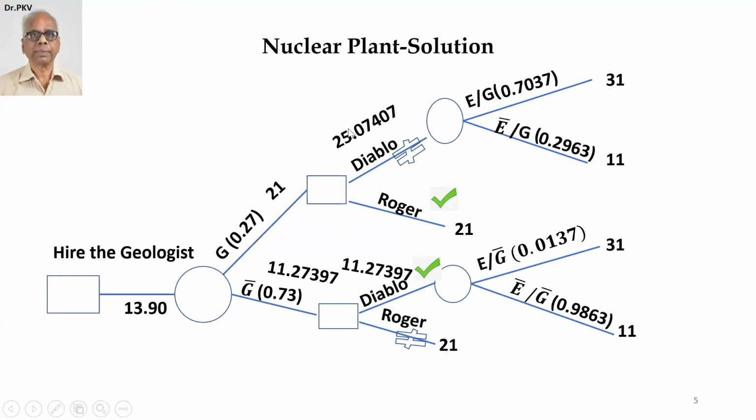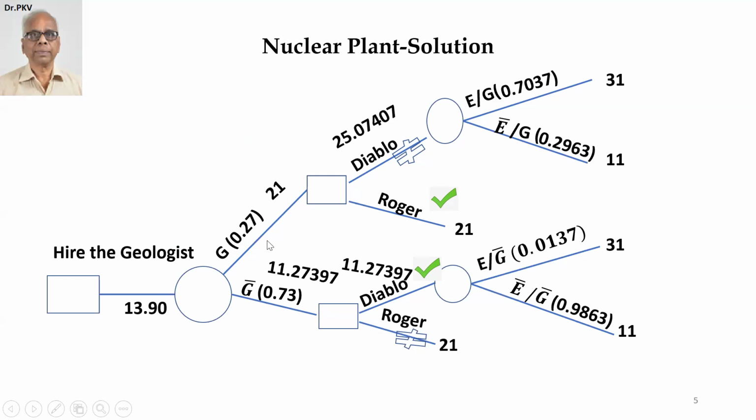25.07407. Let's say it is 25.07 million dollars. Roja, if I build, it will be only 21. So I put a green tick here, build it in Roja, and cross it here, do not build it in Diablo. So whenever the geologist predicts earthquake, build it in Diablo.